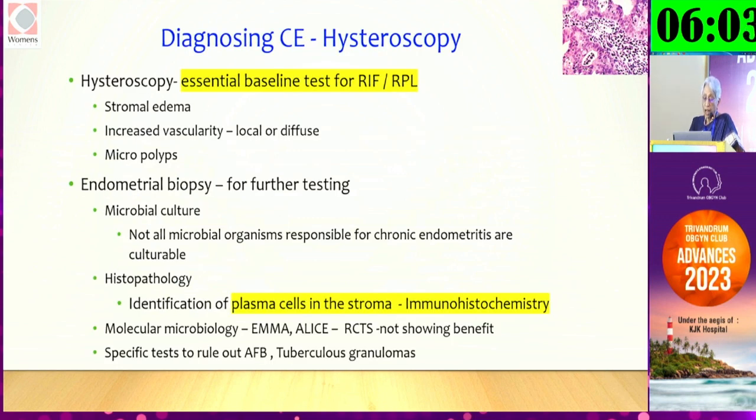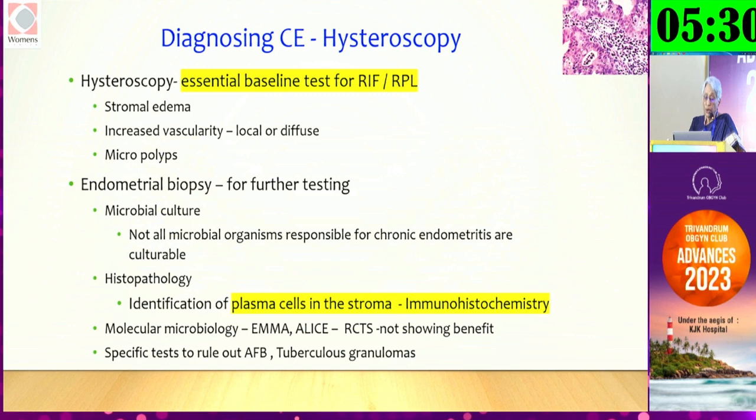It is a baseline test for RIF and RPL, which will show what looks like a stromal edema, increased vascularity, which may be local or diffuse, and especially something called micropolyps. And if you take a biopsy, the normal microbial culture may be negative. You may not find anything growing because what we are looking for in the normal microbial cultures are only aerobic organisms. We're not looking for anaerobic organisms. We're not looking for fungi. We're not looking for viruses, so it may not show anything.